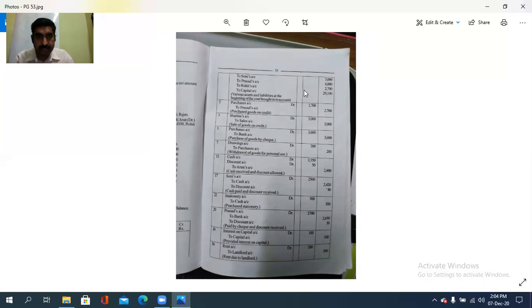Sharma's account debtor to sales. Sharma's debit side to sales. Sales in the credit side by Sharma. But then again, purchase account debit side to bank. Bank in the credit side by purchases. Drawings in the debit side to purchases. Purchases in the credit side by drawings. Then cash to Arun.